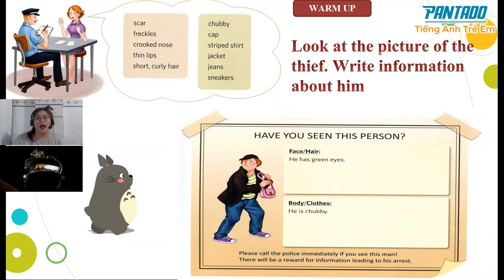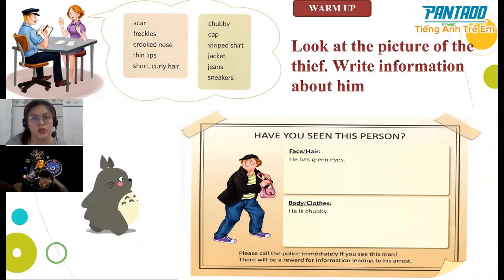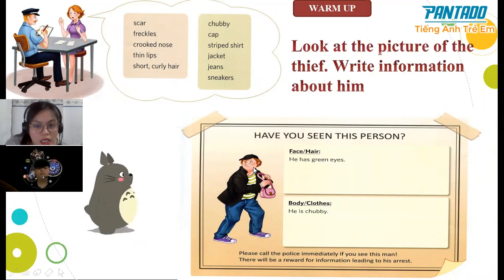Okay, so look at the picture of the thief. Write information about him. Have you seen this person? Where is my mouse? Here. For face and hair, he has green eyes. Then look at the words in the box. What other descriptions can you see on his face? The color of his hair, everything. You can choose here.